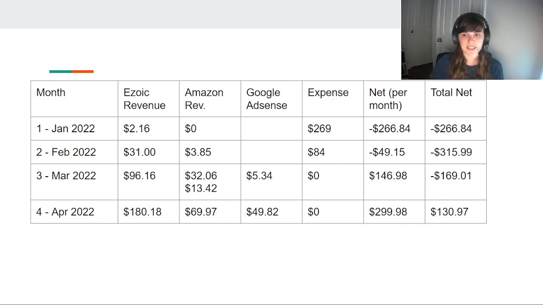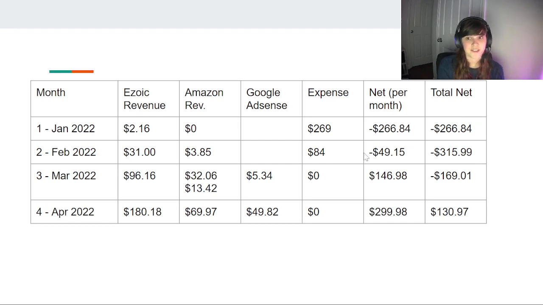So what we're seeing here is the overall P&L, profit and loss statement for this site, and I am finally in the positive. As you can see here, I had an upfront cost for my hosting and for my themes and for Ubersuggest of $269, which yielded a net loss of $266 in January.